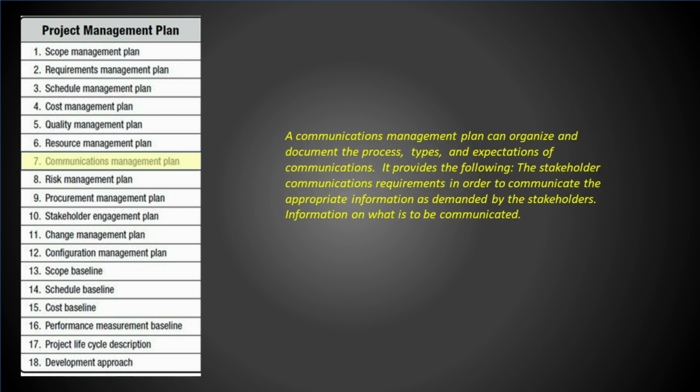Number 7, Communication Management Plan. A communications management plan can organize and document the process, types, and expectations of communications. It provides the following: the stakeholder communications requirements in order to communicate the appropriate information as demanded by the stakeholders, and information on what is to be communicated.